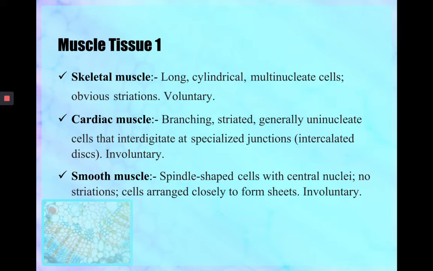For example, you never have to think about, oh, I need to tell my heart to beat, or I need to tell my stomach to send food to my intestine by contracting. That's because smooth muscle contraction and cardiac muscle contraction are under involuntary control. Whereas if you were in class and you had a question and you needed to raise your hand, you would need to think about raising your hand in order for that action to occur.